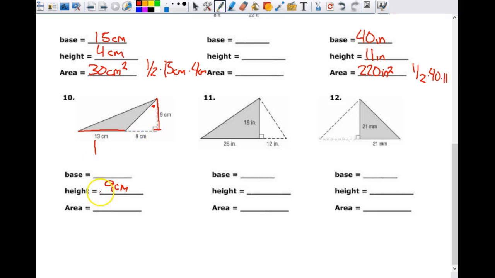So 1/2 times 9 times 13 centimeters squared. Does it matter what order you have? No, it doesn't matter because you're multiplying. Multiplying doesn't matter what order you multiply.